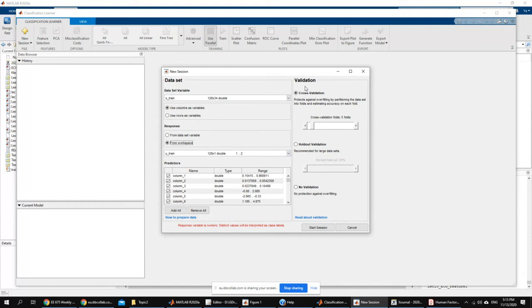You have something here called validation. I'm going to start with no validation first and show you how it works, and then show you why we need something called validation. Okay? So once you do that, you already chose your data as X train and Y train. And I'm going to say start session.